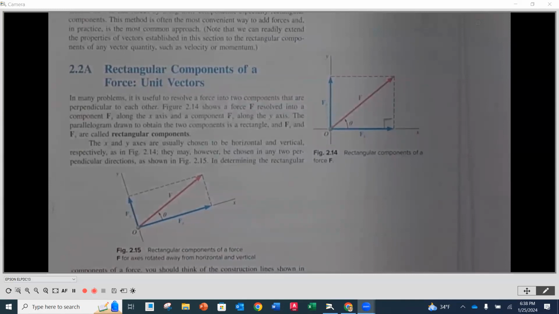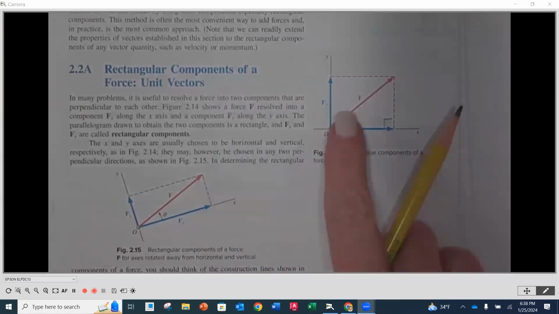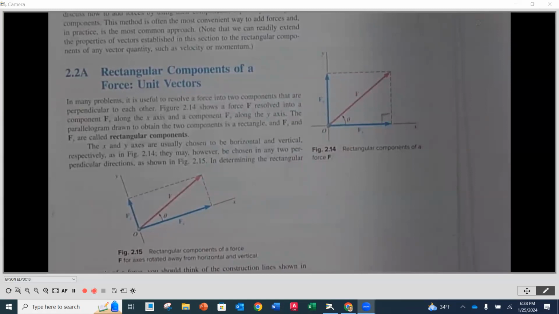Now, why would we want to do this? Why would we want to start with one force and break it into X and Y components? Why would we want to do that? You know, it's kind of like, why are we making more work for ourselves? We're going to go from one force to two.